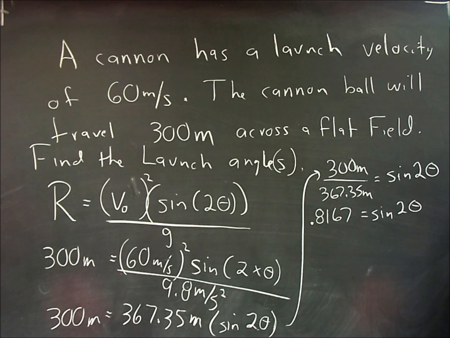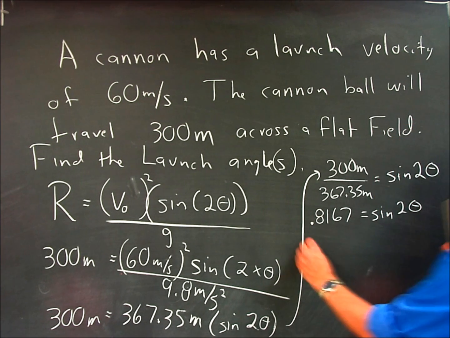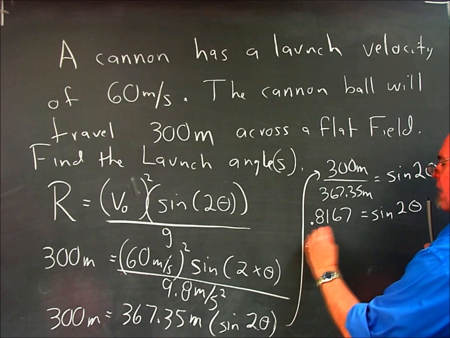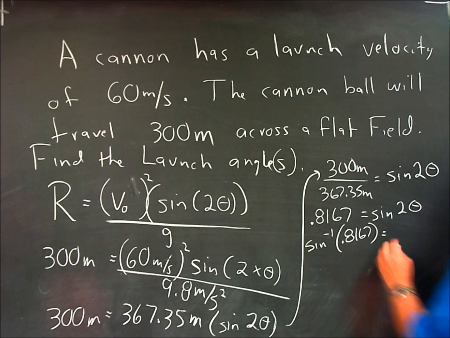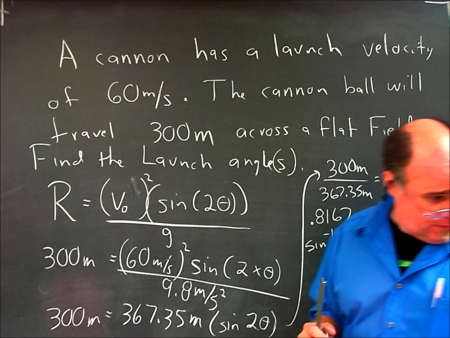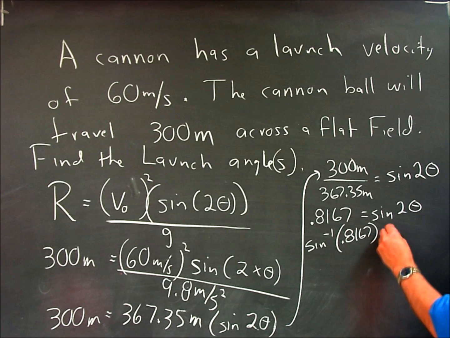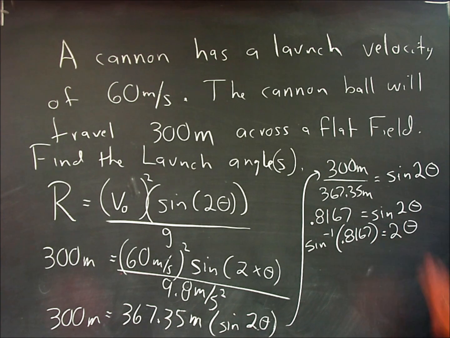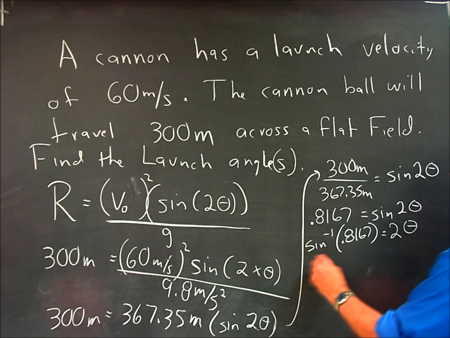So now I'll take the inverse sine. So if I say sine minus 1 of 0.8167 equals, well, I take the inverse sine of the sine. When you take the inverse sine of the sine, it just disappears and you'll have 2 times the angle. So if I do this on my calculator, it's 54.75 degrees.